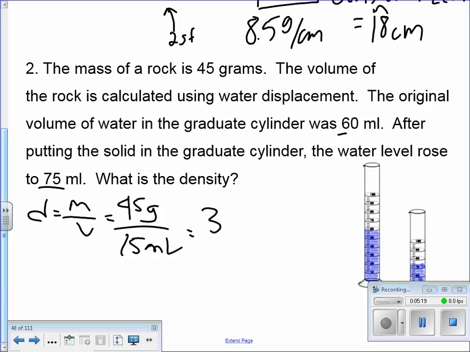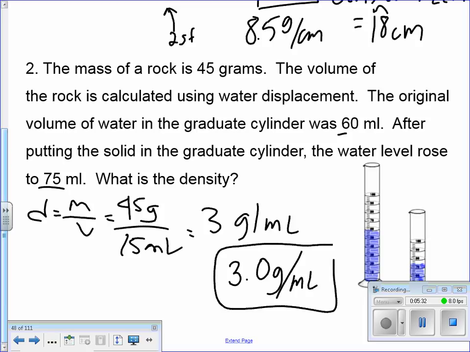3 grams per milliliter. Final answer? No. How many sig figs do I need? 2. So 3.0. Are you exactly sure it's 3 for an estimate, or are we more accurate than just 3? We're 3.0. So super awesome.